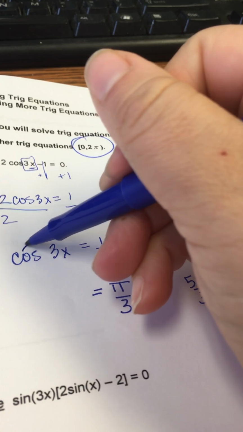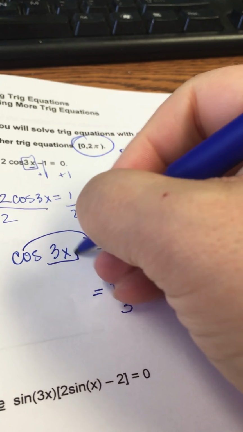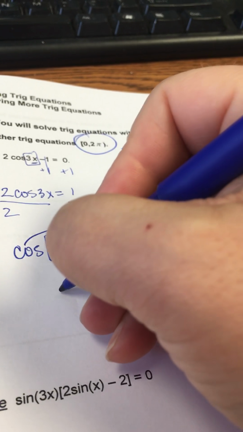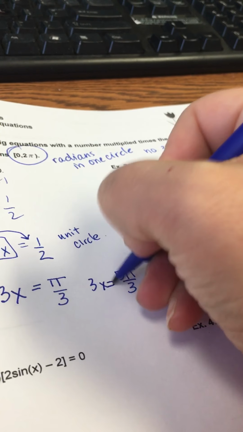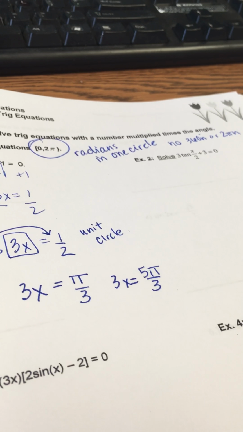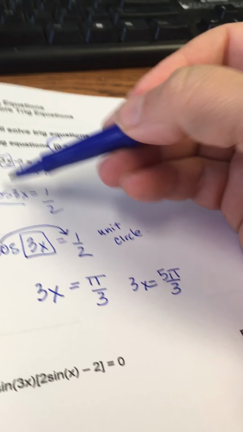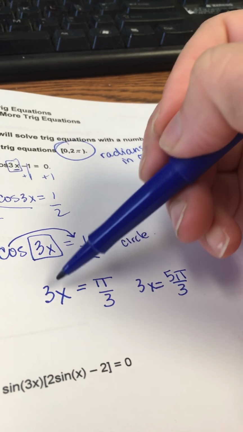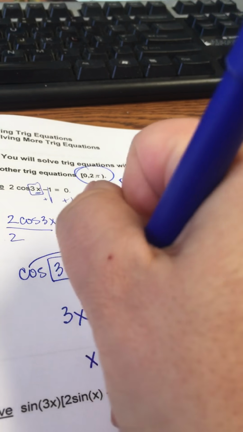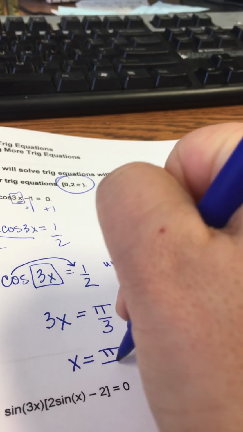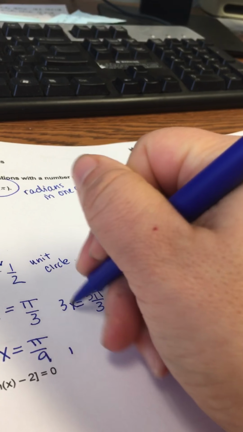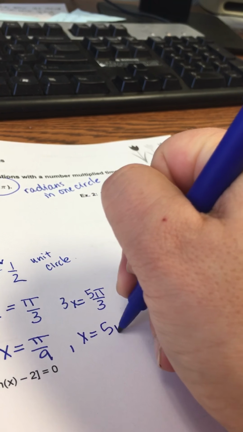Now this is where the cosine is equal to the 1/2, so I still have the 3x here. So instead of x equals that, I have 3x equals pi over 3 and 3x equals 5 pi over 3. So when the number is with the x, you leave it until the very end. You figure out your answer on the unit circle, and then we're just going to finish by dividing by 3. So x is pi over 9, and x is 5 pi over 9. And that's it.